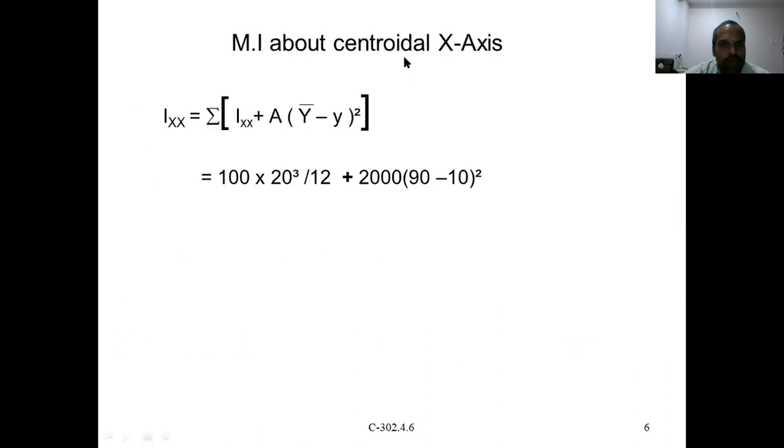Now let us calculate the moment of inertia. Very important part of this. Okay, second part. So moment of inertia about xx is equal to the summation of the moment of inertia of figure 1, figure 2, figure 3. That is nothing but the summation symbol: Ixx1 plus Ixx2 plus Ixx3.